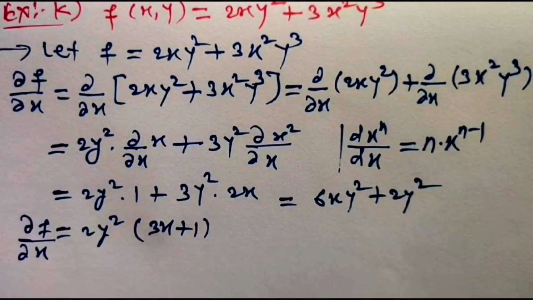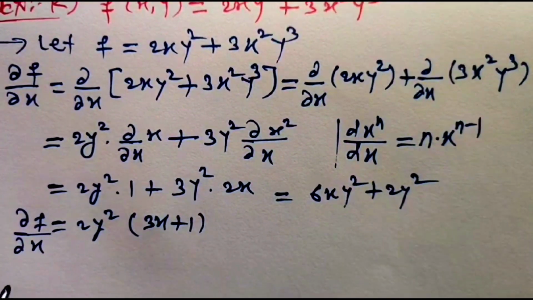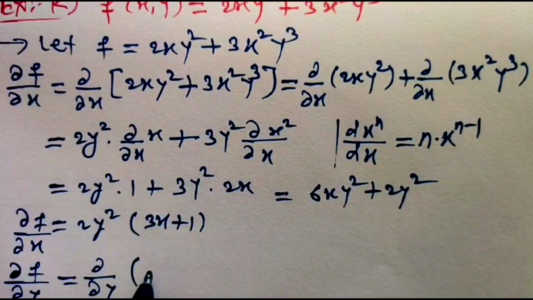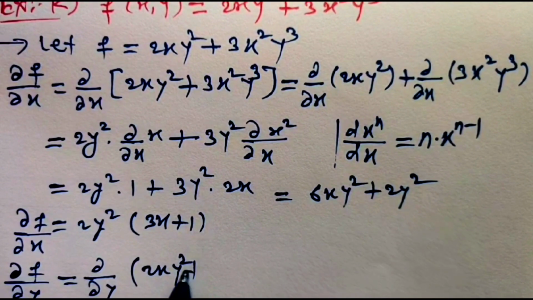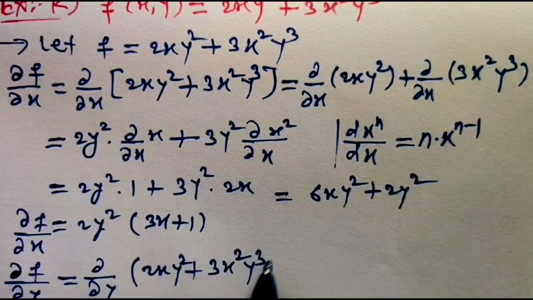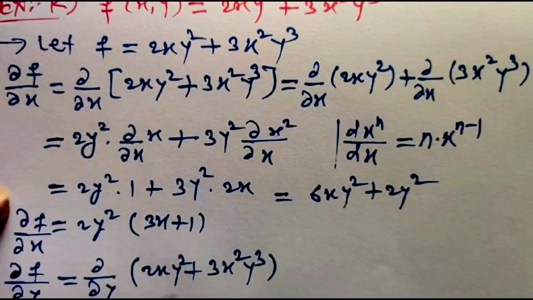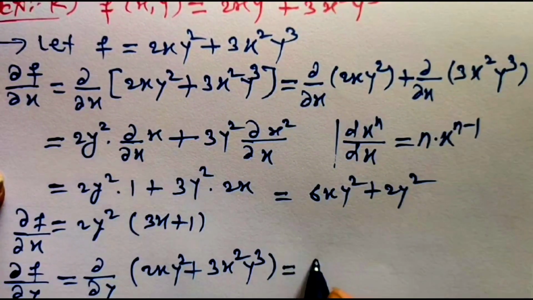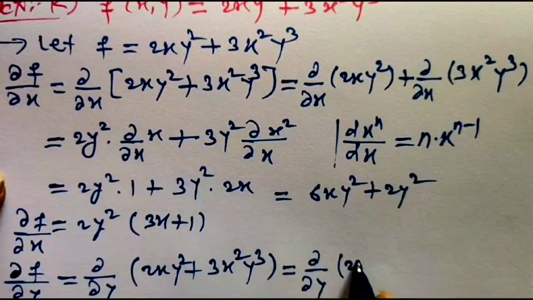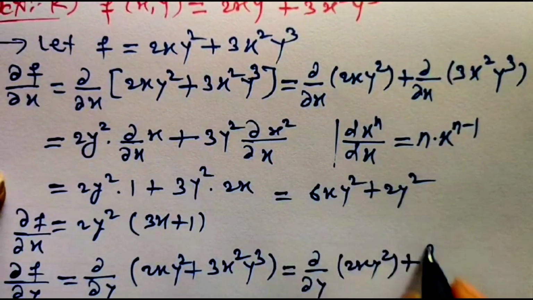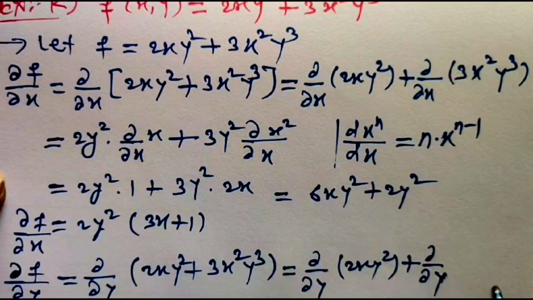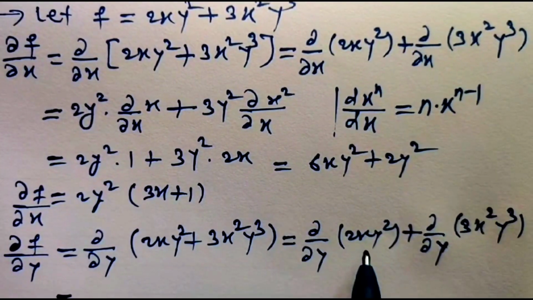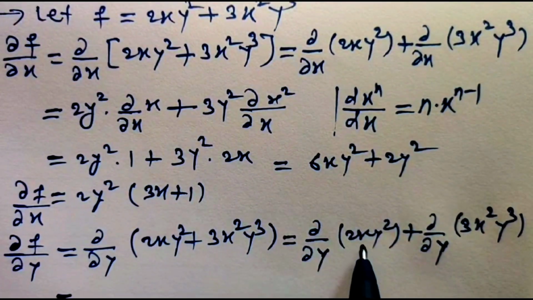Similar to this, you can find the partial derivative of f with respect to y. This is equal to partially differentiating with respect to y 2xy square plus 3 times x square y cube. You can separately apply the partial differential operator on each term. Partial derivative with respect to y of 2xy square plus partial derivative with respect to y of the function 3x square y cube. So this is equal to, here we are differentiating with respect to y considering x as constant.